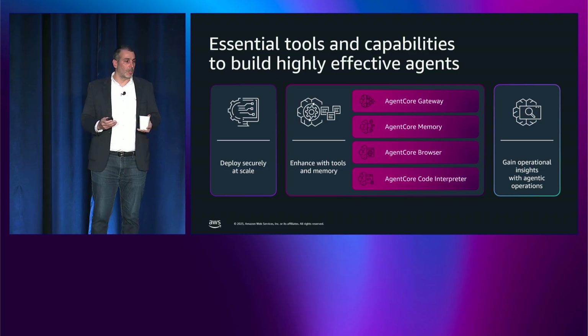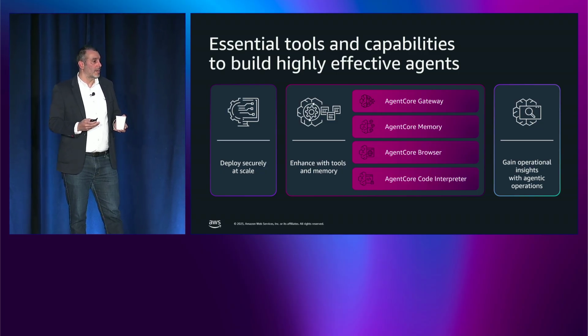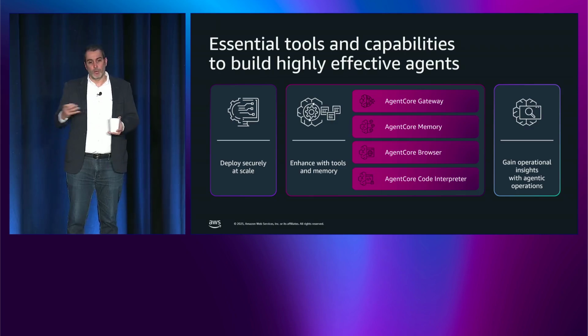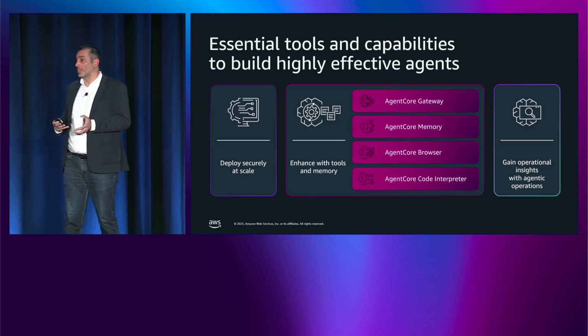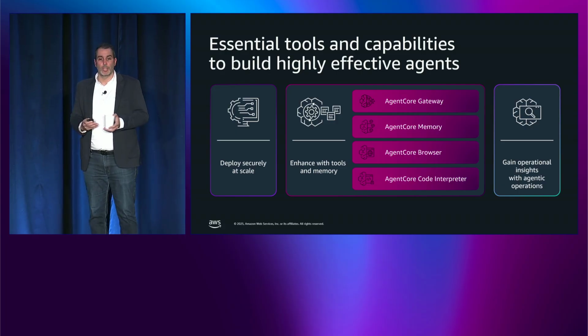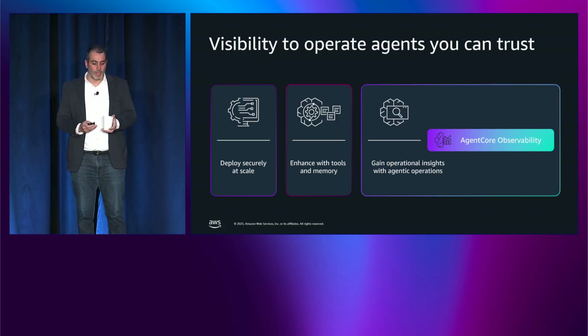And the last two, I talked about these, are the browser and code interpreter capabilities, and later on we'll see a demo where we're actually using a third-party tool. So these two are the native tools provided by AWS.